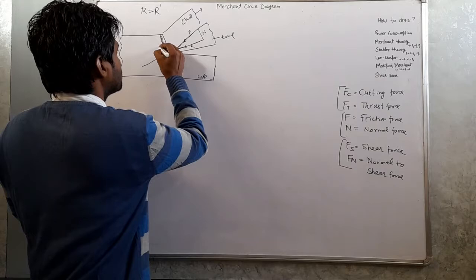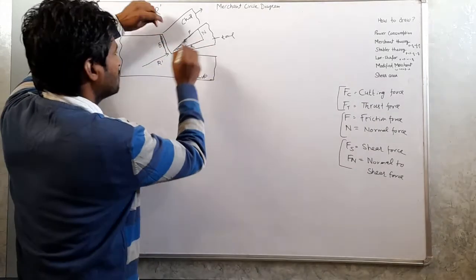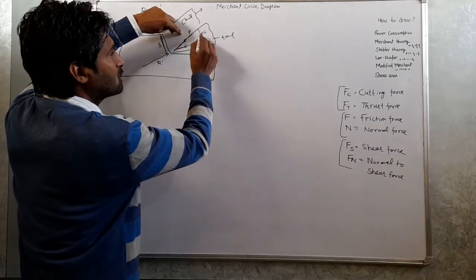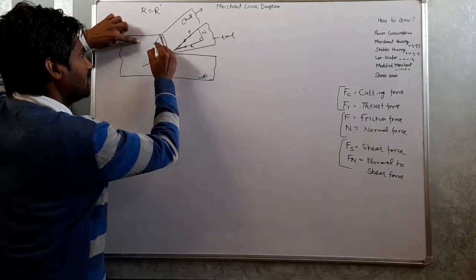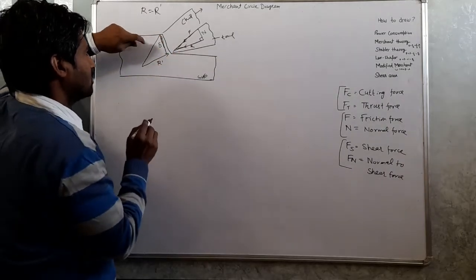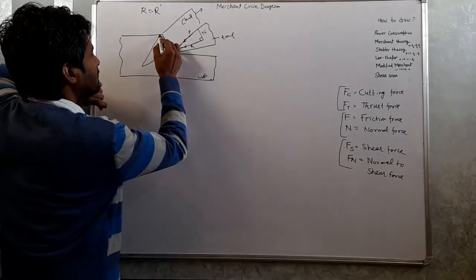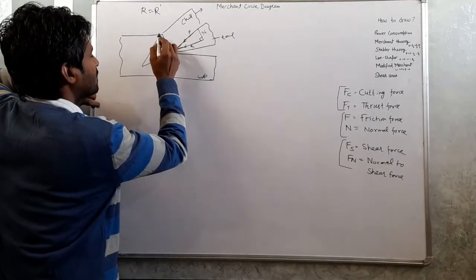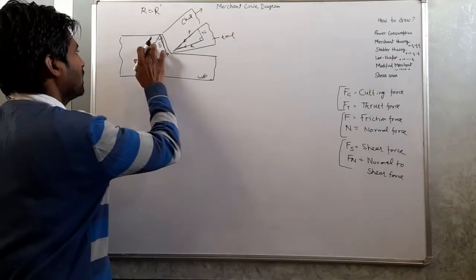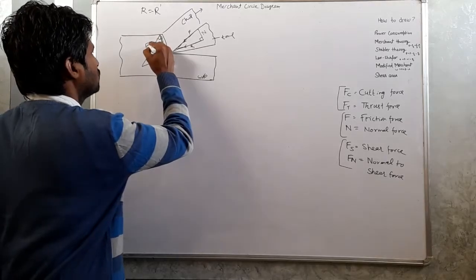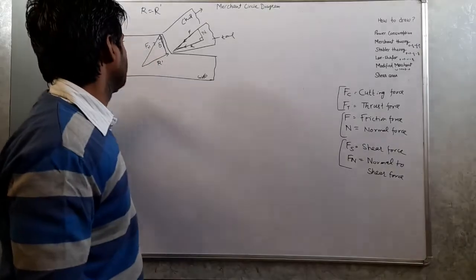Fs, the shear force. And one component will be at 90 degrees to this, just as the friction force and the normal to the friction force are at 90 degrees. This is Fs and this is Fn. Let's assume Fn is the normal to this shear force.